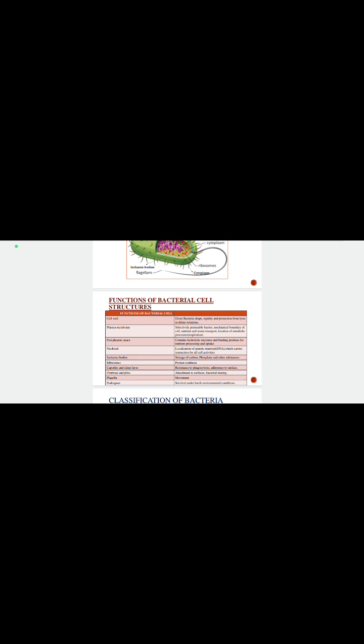Then fimbriae and pili are used for attachment to surfaces and bacterial mating. Then flagella are used for movement. Then endospore. Endospore means it can be used for survival under harsh environmental conditions.